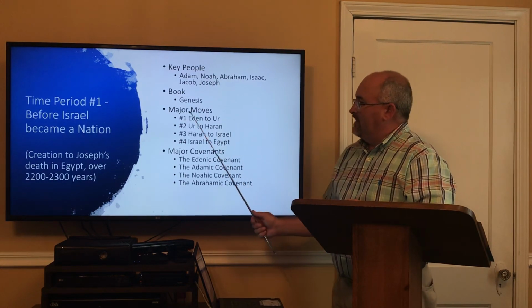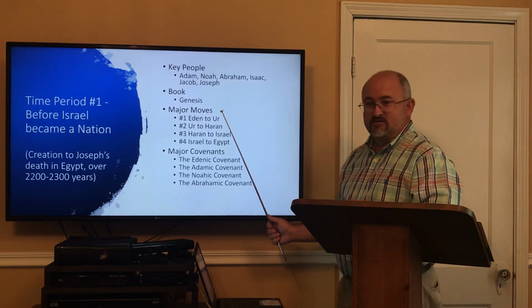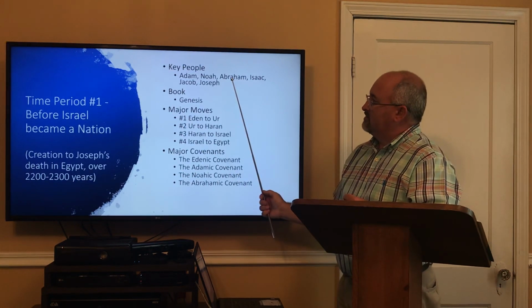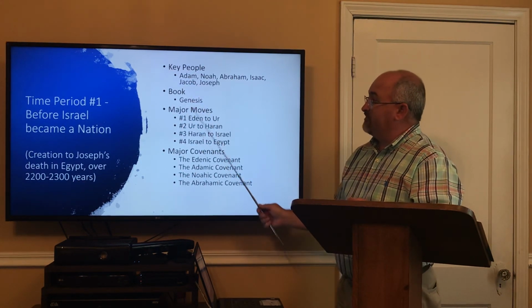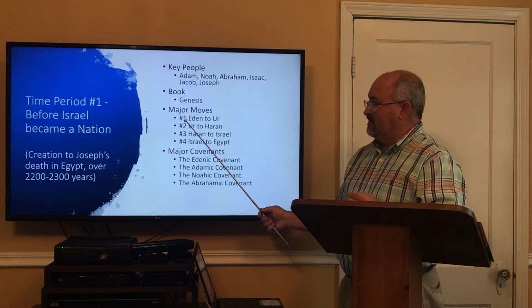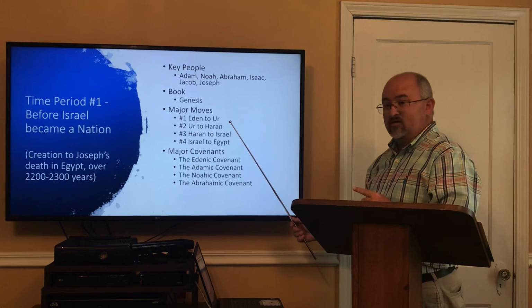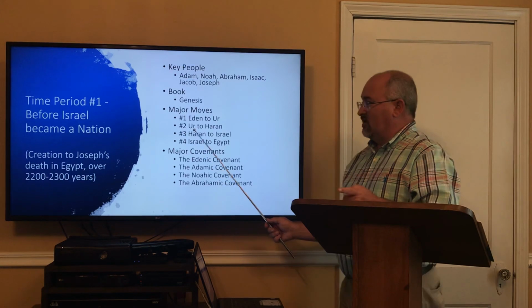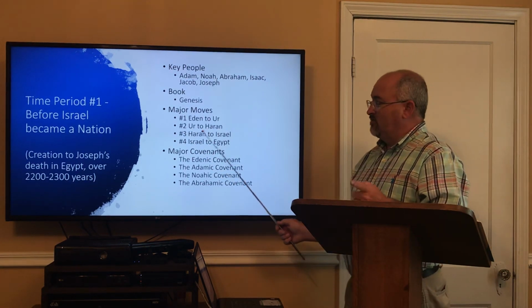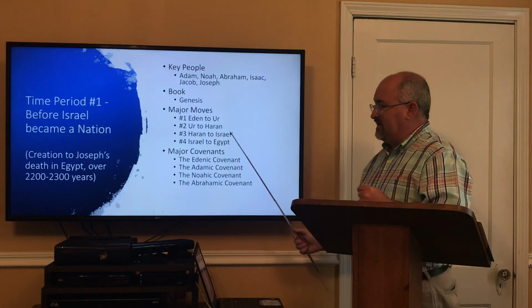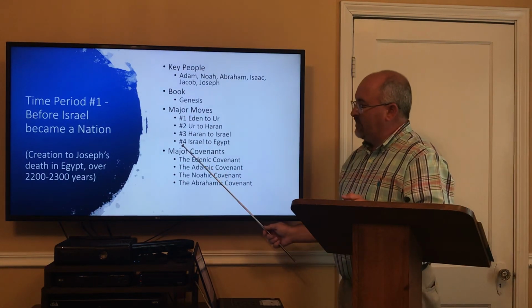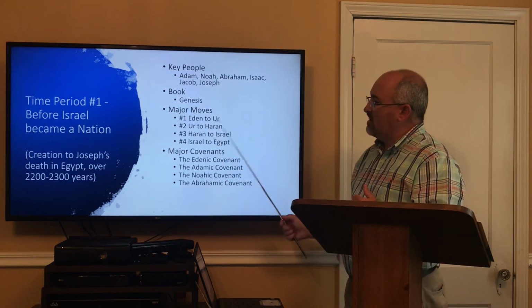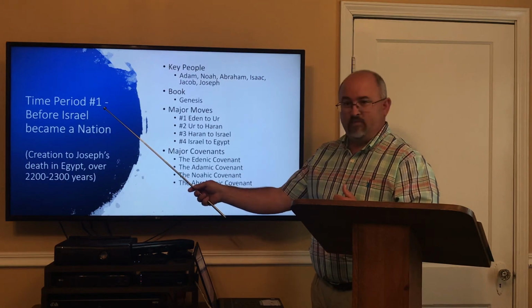All right? Now, what major moves occurred during this first time period? Well, we've got Adam, which was in the Garden of Eden, so move number 1, Eden to Ur. Move number 2, Ur to Haran. Move number 3, Haran to Israel. And move number 4, Israel to Egypt. So all of this occurred in our first time period.